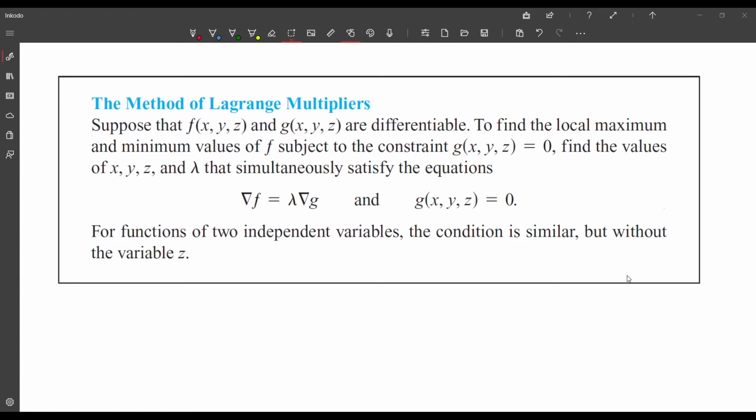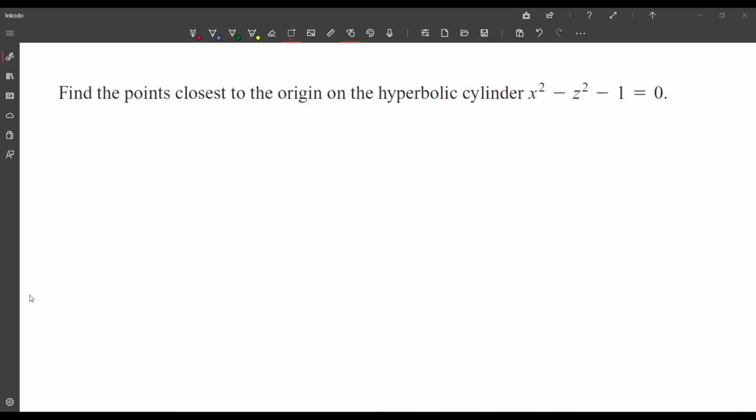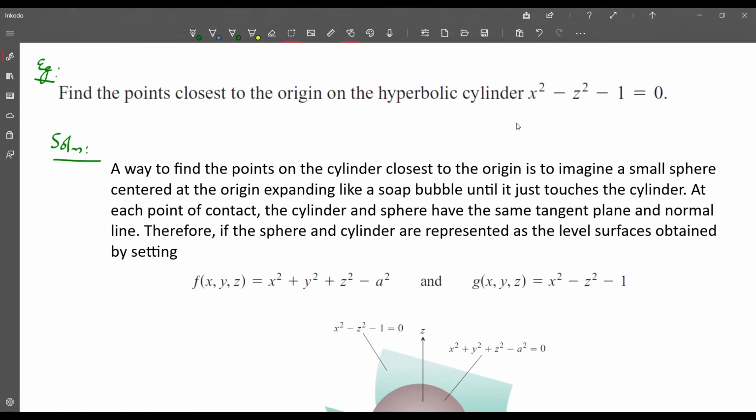So we'll discuss a problem. We solve this problem using the method of Lagrange multipliers. This is an example solution. We have to find the points closest to the origin on the hyperbolic cylinder x square minus z square minus 1 equal to 0.